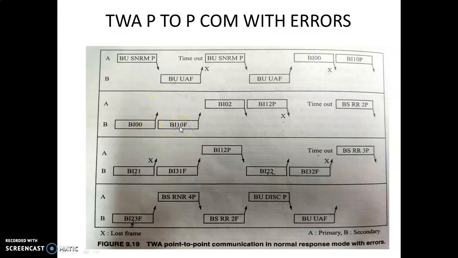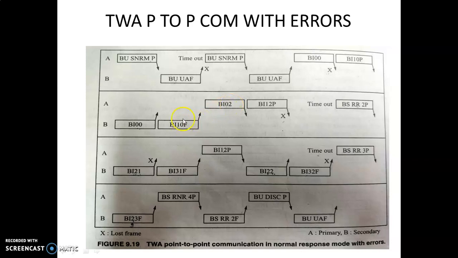It is the same over here. It is I1 and RR0 with F bit equal to 1, and it is also received properly. So A has received two frames properly, I0 and I1 from B. So the next frame is I2. That is what this frame is depicting. This last number is RR2. Why? Because it has received I0 and I1 properly. So with this it tells two things: it has received these two frames properly, and it is expecting the next frame, that is 2.